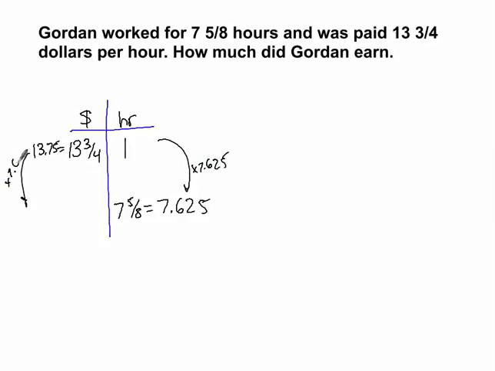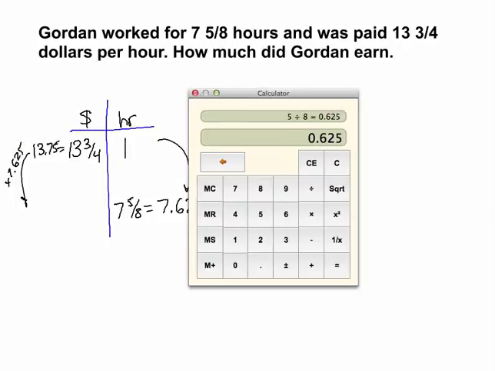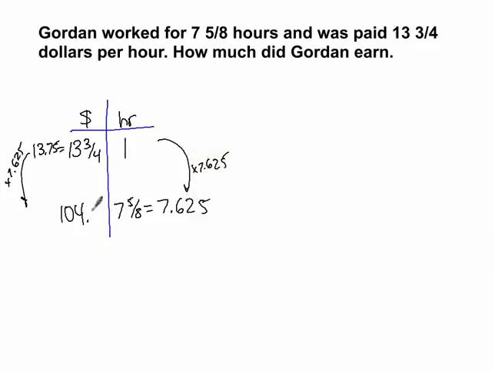Same thing here. And once again, for the purpose of time, I'm just going to use a calculator. 13.75 times 7.625, that's 104.8. Let me just make sure I did that right. Yeah, $104.84, I suppose. And that happens with decimals sometimes. We get a little bit of rounding error.